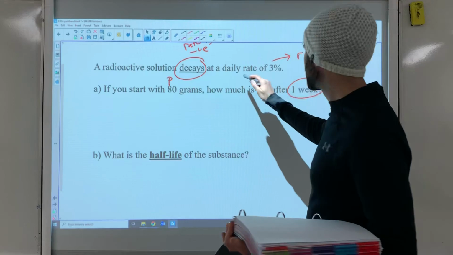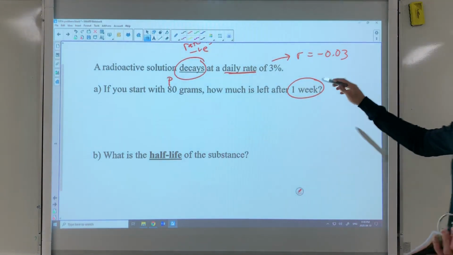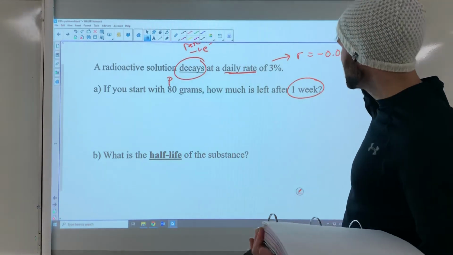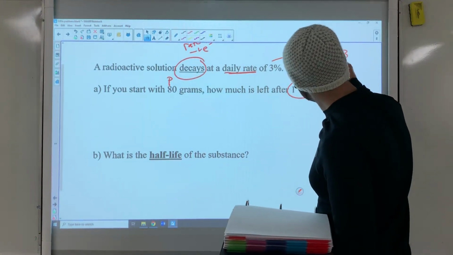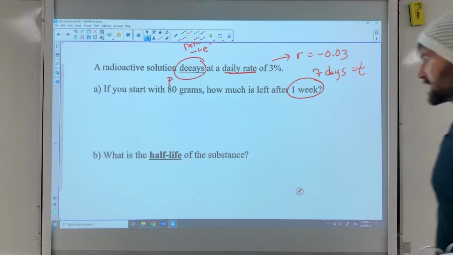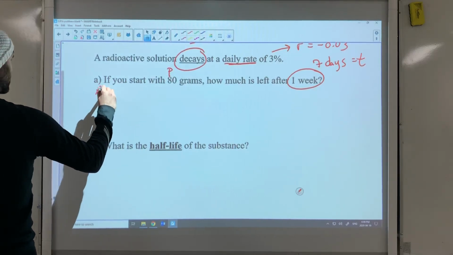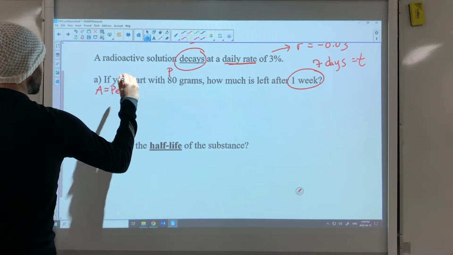Now, again, be careful. They gave us a daily rate and they gave us the time in weeks. They have to match. So how many days are in a week? It's 7 days, and that's equal to time. So that's another tricky thing they do. They like to mess with the units. So you know you're just using this formula.